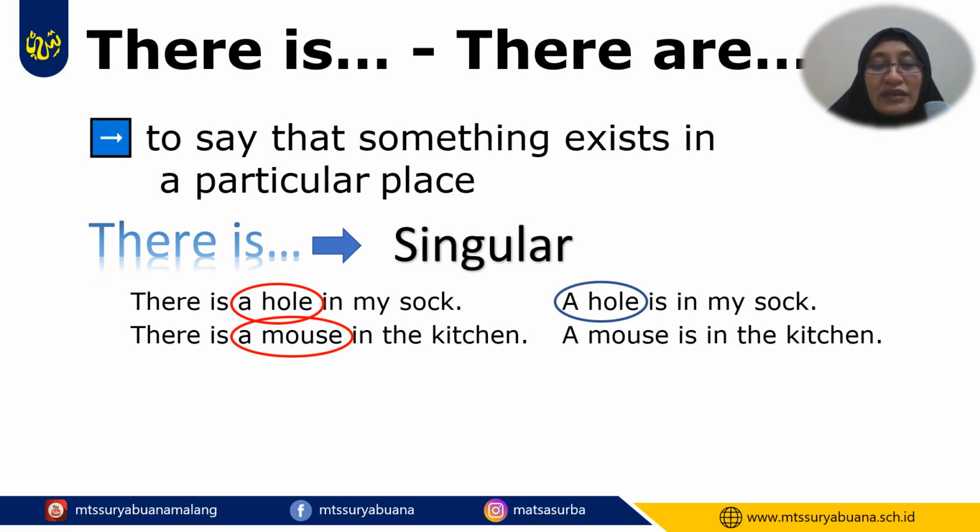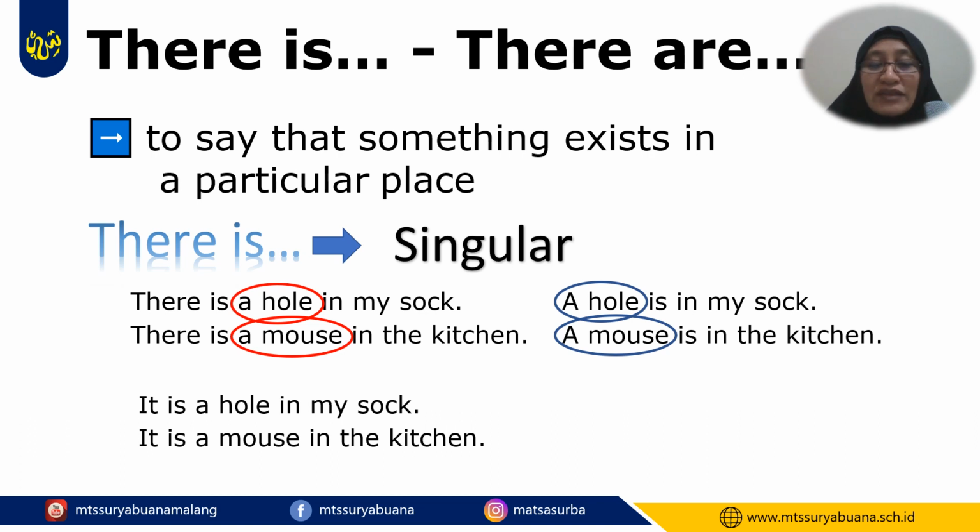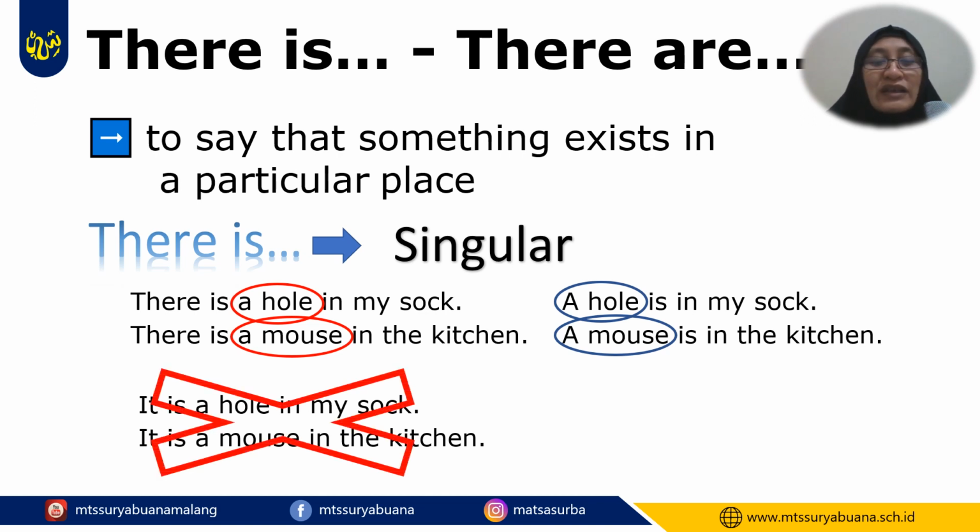A mouse is in the kitchen. A mouse. Okay, only one mouse. Okay, so these sentences already have subjects. You cannot say, it is a hole in my shop, or it is a mouse in my kitchen. Okay, we cannot use it, no, because it already has a subject.